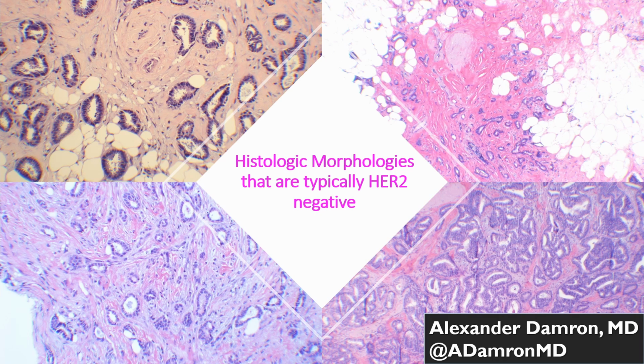But with that said, there are certain morphologies that typically are almost never going to be HER2 positive, and that's going to be your tubular carcinomas, right? These carcinomas that are very well differentiated, tubule formation, low nuclear grade, these tubular carcinomas, and this is just a couple examples that I had of tubular carcinoma and cribriform carcinoma. It's very unusual that these would be HER2 positive.